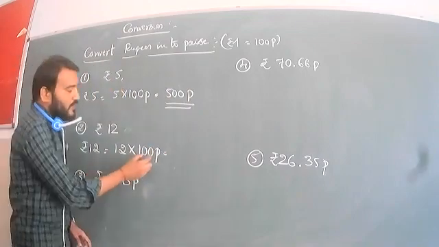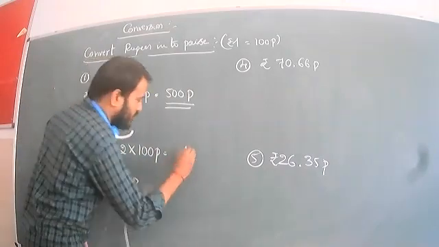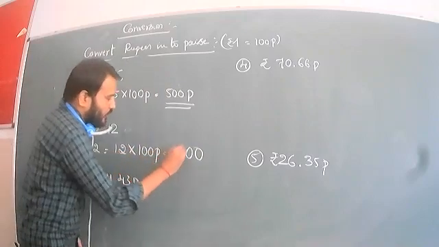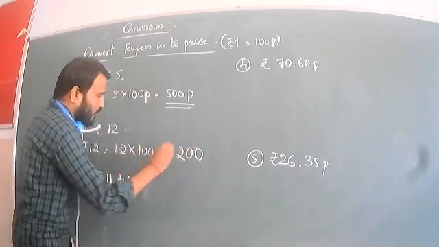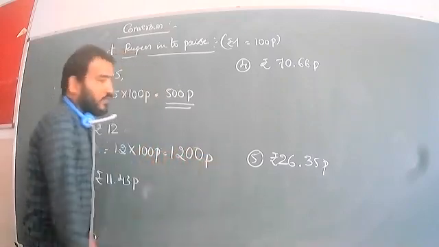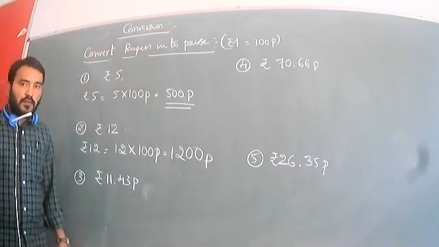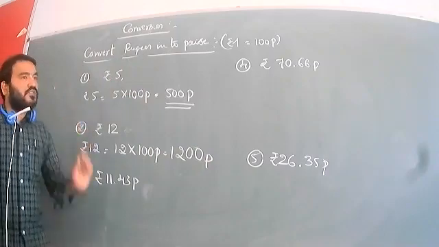Guruji, how many numbers are there? First you should write it. How many zeros? 2 zeros. So we should multiply 1 into 2, 1 into 1. So we can get 1200 paisa. 1200 paisa.